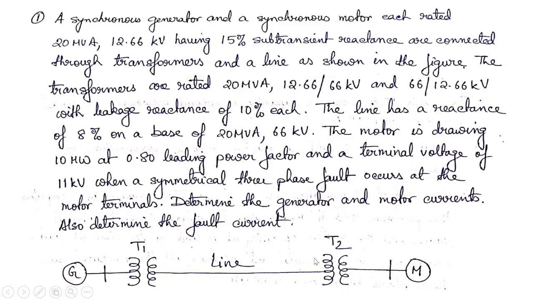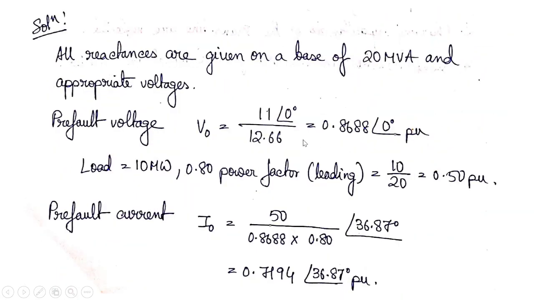So on the low voltage side of the transformer, the voltage is 12.66 kV. So our base voltage is 12.66 kV. So 11 angle 0 divided by 12.66 kV will give us 0.8688 angle 0 in per unit. We know the load is 10 megawatt and the power factor is 0.80 leading.